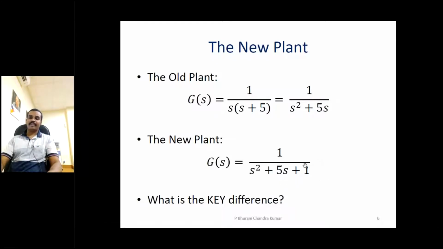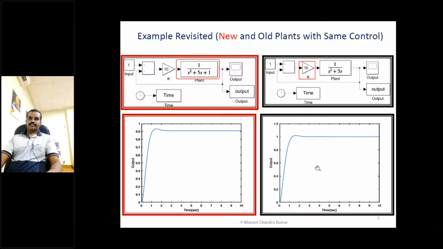I assume that if the plant is in this particular format, then what is going to happen? So this is the one. I'm revisiting yesterday's example, the new and old plant with the same control action. You can see that on the right hand side. So this is my old plant, which has the inherent integral action. And this is the response. You can see that it is going from 0, and the steady state error is also 0 because the system has inherent integral action here.